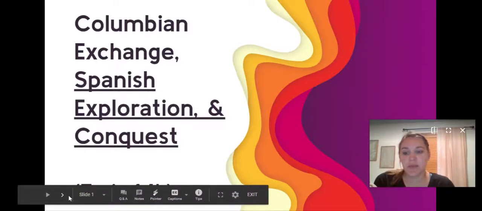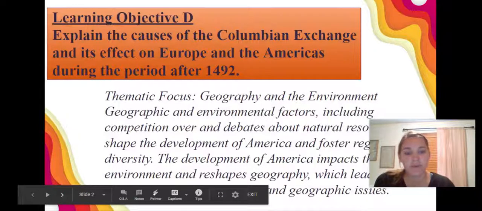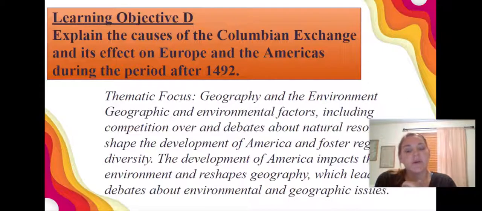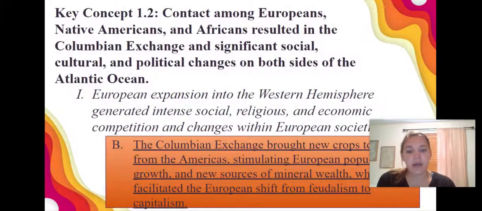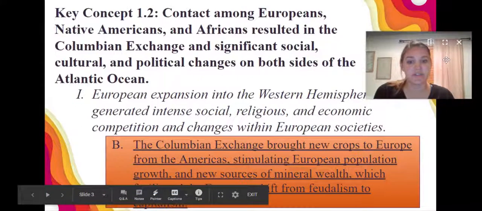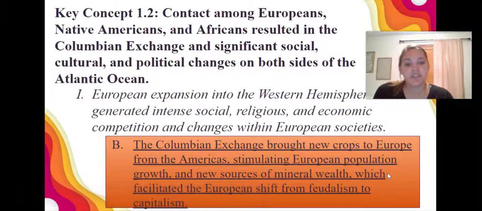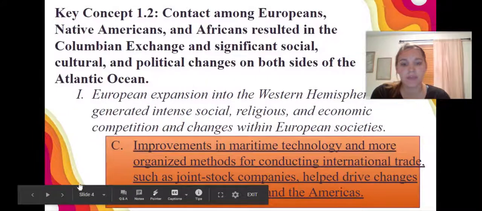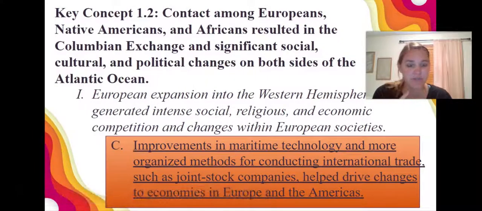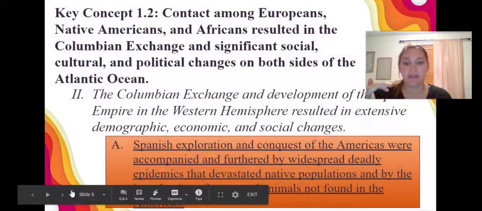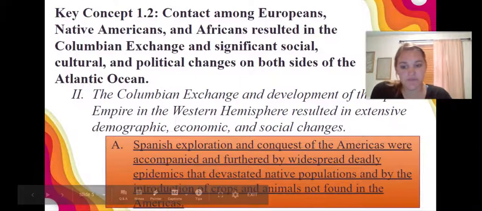So as usual, if you're following along with the AP curriculum, we always want to center our lessons on the learning objectives. So our main goal is to explain the causes of the Columbian Exchange and its effect on Europe and the Americas. And then our curriculum outline also expresses to us the areas that we should especially focus on. So the Columbian Exchange brought new crops to Europe, stimulating European population growth. This concept was really more addressed in the previous lesson, the first half of this. And the improvements in maritime technology, that also was addressed in the earlier video. But this part here, this is where we're going to be looking at more specifically today.